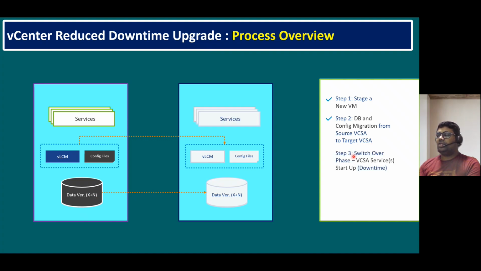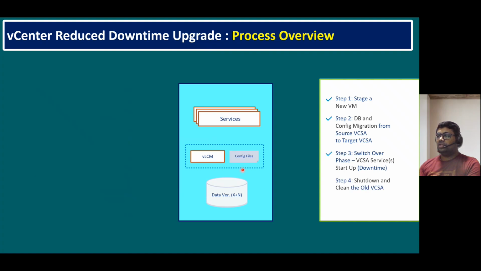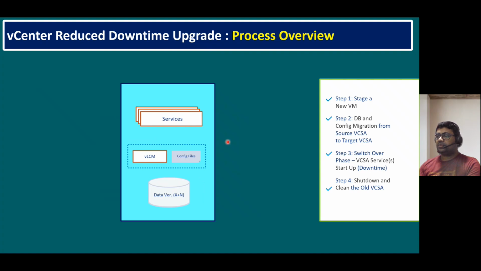And the third step is the switchover phase. That means VCSA services startup and downtime. That means it will power down the old vCenter and start powering on the new vCenter Server. So the old one is removed and the new vCenter Server is powered up. It shuts down and cleans up the old VCSA, the old vCenter Server appliance. This is how we can do automatic LCM using the VMware Cloud Console when we have a vSphere Plus subscription.